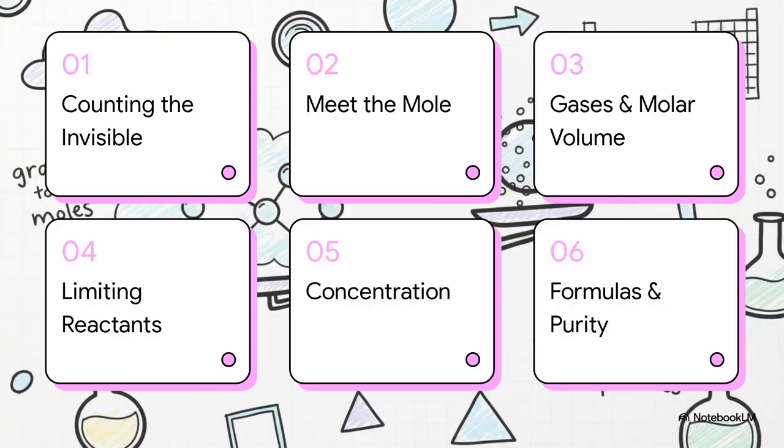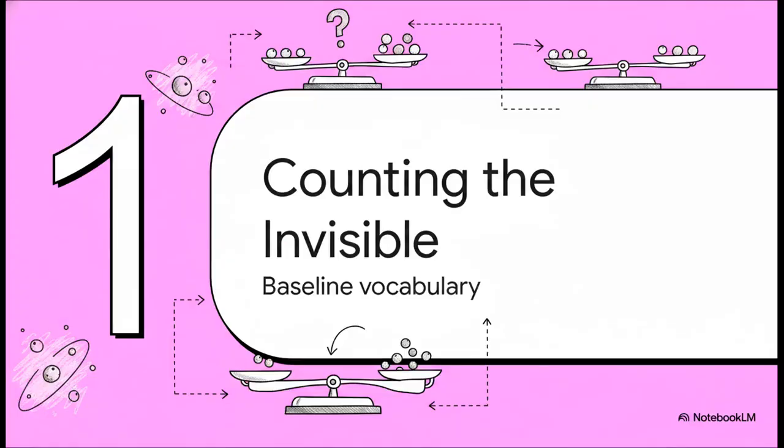Okay, let's dive right into this. Here's our roadmap for today. 1. Counting the invisible. 2. Meet the mole. 3. Gases and molar volume. 4. Stoichiometry and limiting reactants. 5. Concentration and titration. And finally, 6. Formulas, yield, and purity.